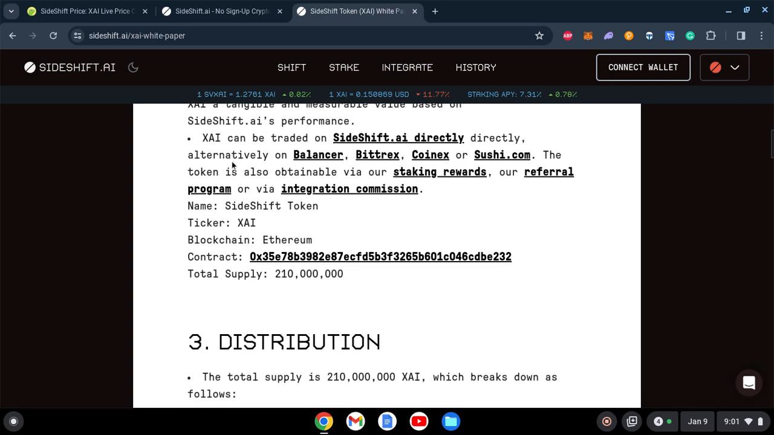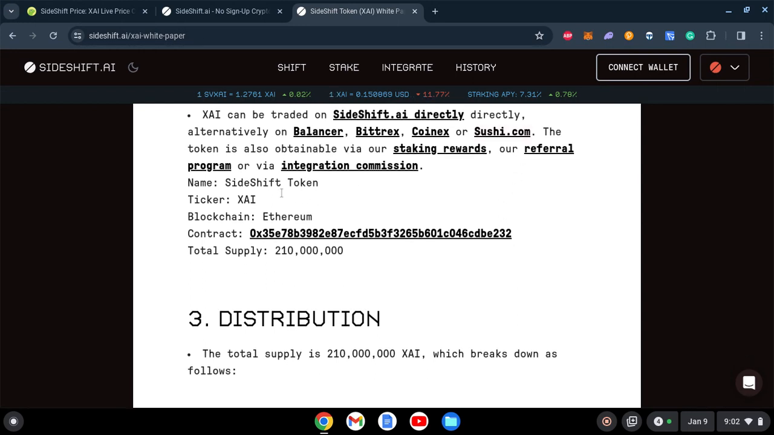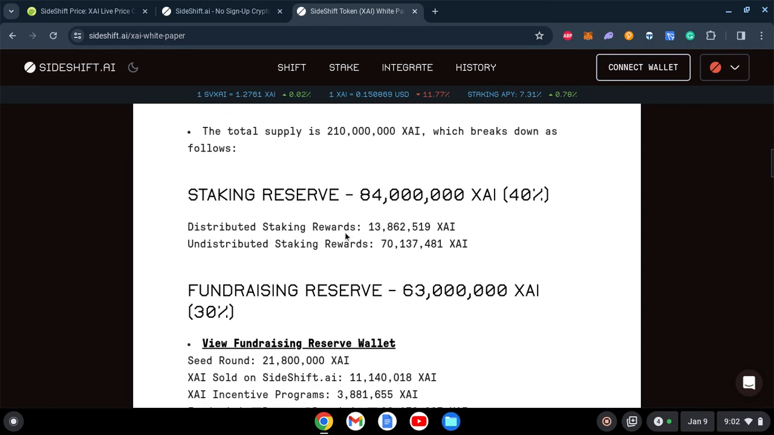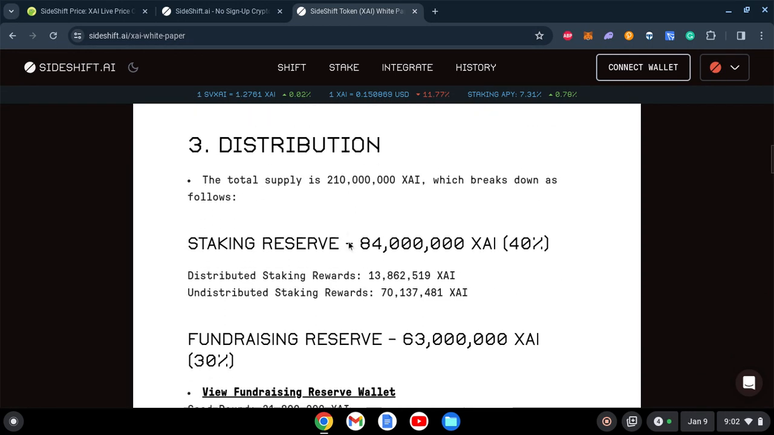Okay, now the XAI can be traded on Sideshift.ai directly, or alternatively on Balancer, Bittrex, Coinex, or Sushi.com. And the token is also obtainable via staking rewards, the referral program, or integration commission. So I think this is very easy to understand. Apart from that, let's see the token distribution.